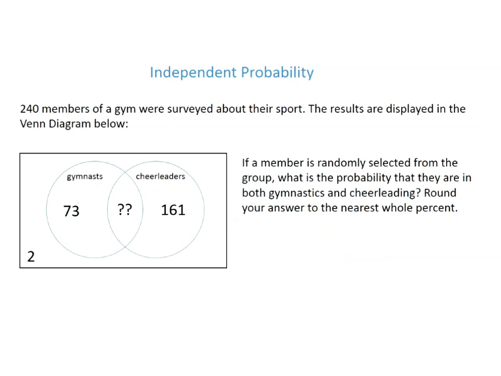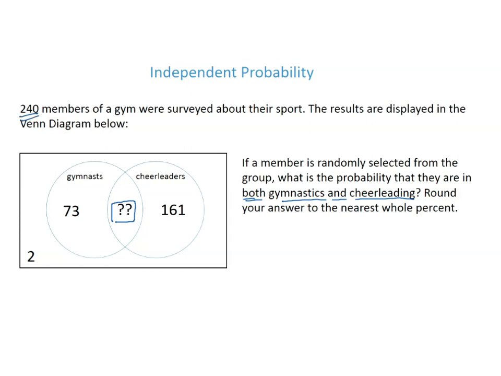Okay, 240 members of a gym were surveyed about their sport, and the results are displayed in the Venn diagram below. If a member is randomly selected from the group, what's the probability that they are in both gymnastics and cheerleading? Round your answer to the nearest whole percent. I know I use this example a lot of gymnasts and cheerleaders, but there's a lot of overlap usually between these two sports. So let's look for what would go here in this question mark spot.